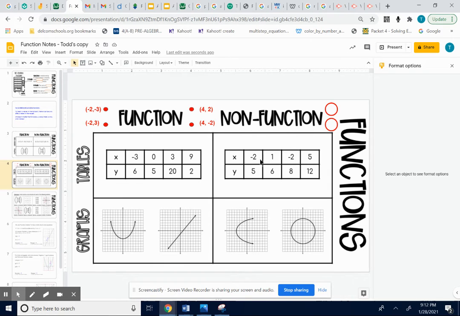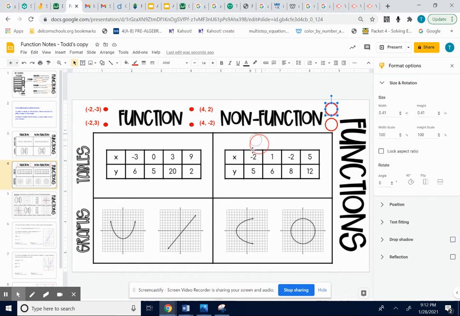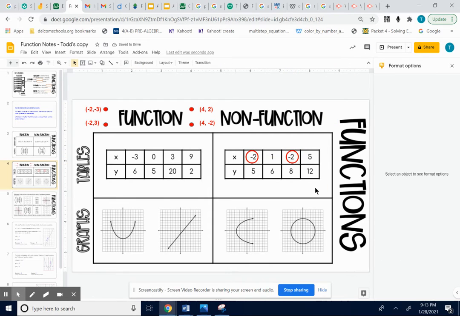Let's look at the next one. -2 is paired with 5. Uh-oh. Do you see that -2 is also paired with 8? The x value of -2 is paired with more than one number. That's bad. That's why this is not a function. It's kind of like that idea: you can't have a repeated x value, or it's not a function.